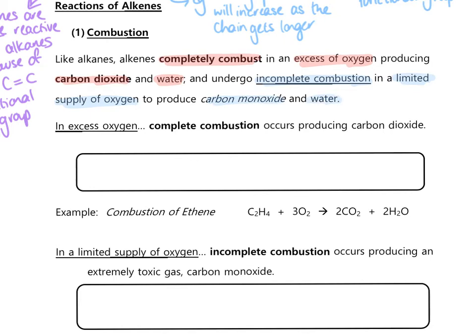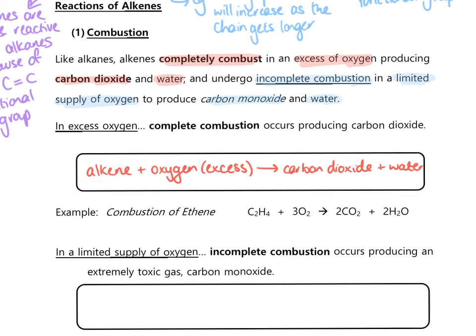So let's summarise these in the boxes below. If we have an excess supply of oxygen, our alkene will burn in that excess supply of oxygen to produce carbon dioxide and water. It will burn fully, producing carbon dioxide plus water.